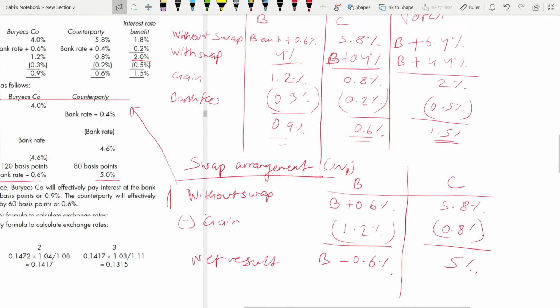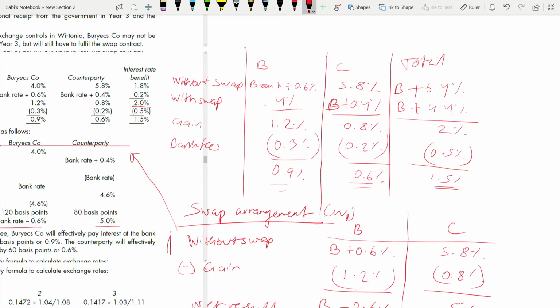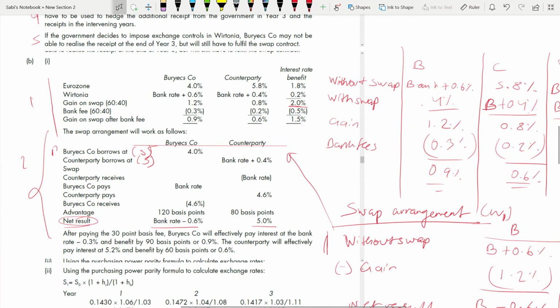Just check here, with swap: 4 and B plus 0.4. The same way they are showing here. So this is number 2. First start with the company, then start with the counterparty's borrowing rate. They borrow at the swap. Then write this heading, swap. Nothing else you're writing, just the heading swap. You can even keep one line after you write the borrowing of both the companies, then write swap, or you can write one after the other, doesn't matter.